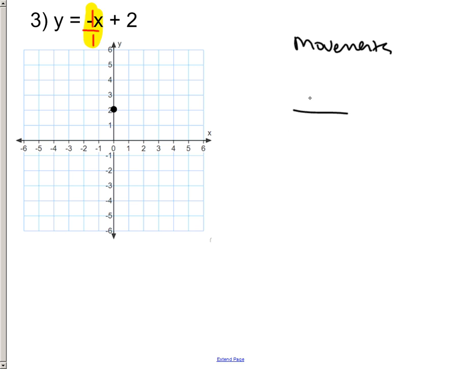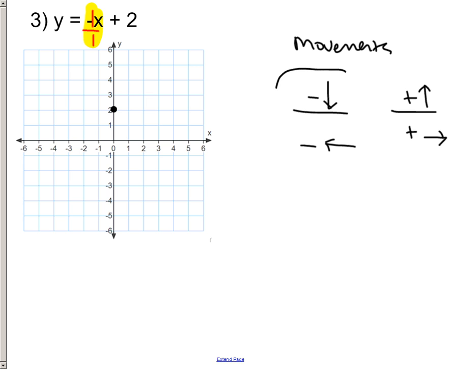If you have a negative number on the top of your fraction, you would go down. If you've got a negative number on the bottom of your fraction, you would go to the left. If we have a positive number on top, we would be going up, however many that is, and if it's a positive on the bottom, we'd be going to the right.